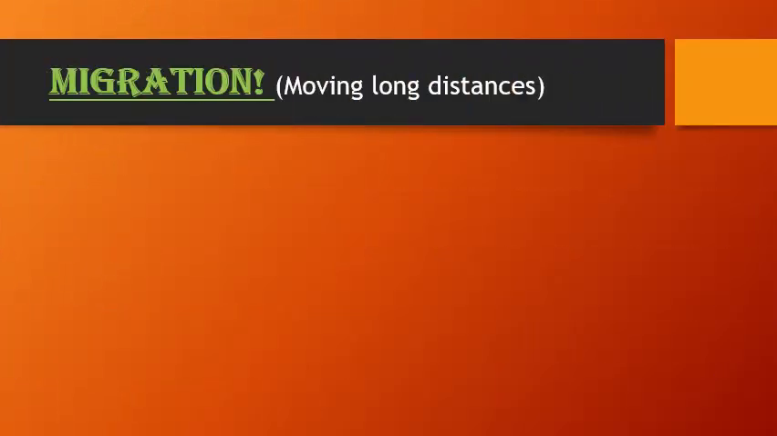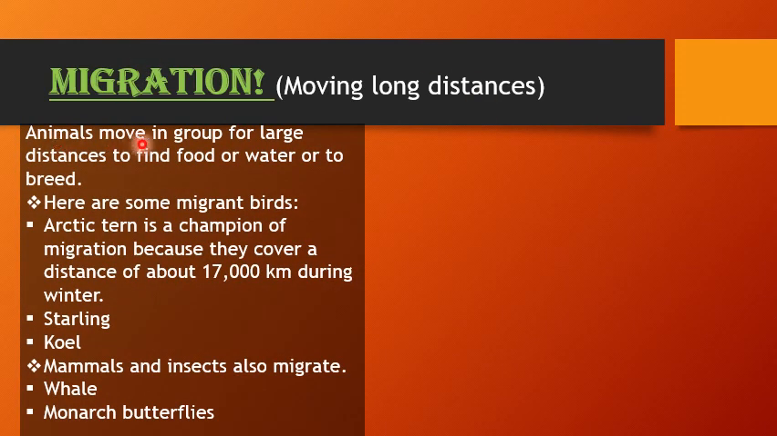So students, here is the last topic of this chapter, that is migration. What is migration? Moving long distances. Animals move in groups for large distances to find food and water or to breed. Breed means for reproduction.